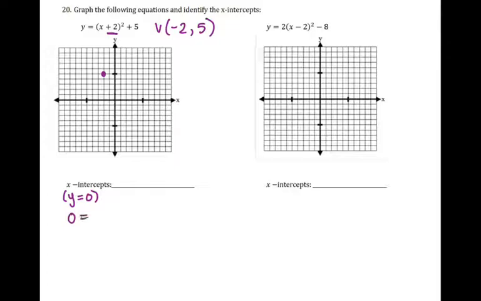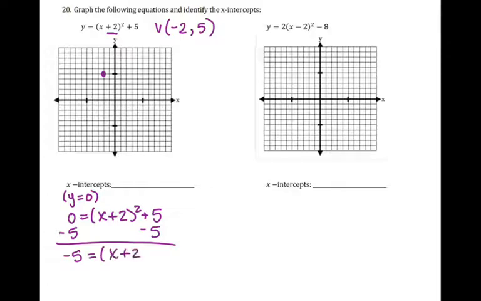So I have 0 equals x plus 2 squared plus 5. And then I can go ahead and start solving for x. I'm going to subtract 5 from both sides. That gives me negative 5 equals x plus 2 quantity squared. To undo a square, I need a square root. And if you look right here, you're actually going to take the square root of a negative value. Even if you try to put that into your calculator, it's going to give you an error. So that means this actually does not have any x-intercepts. So I'm going to write none.